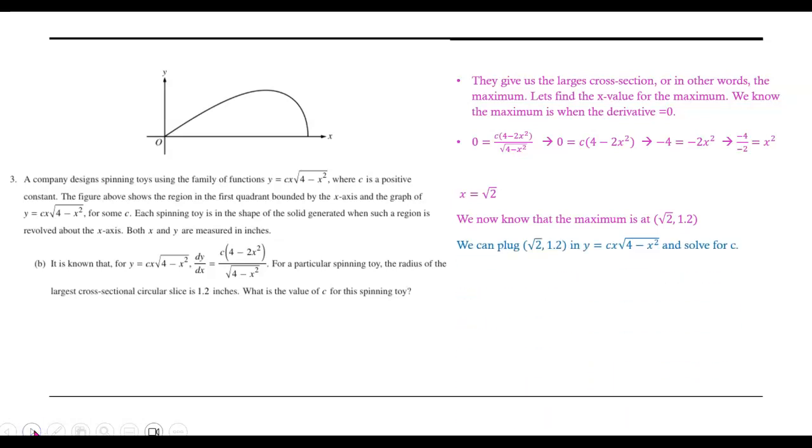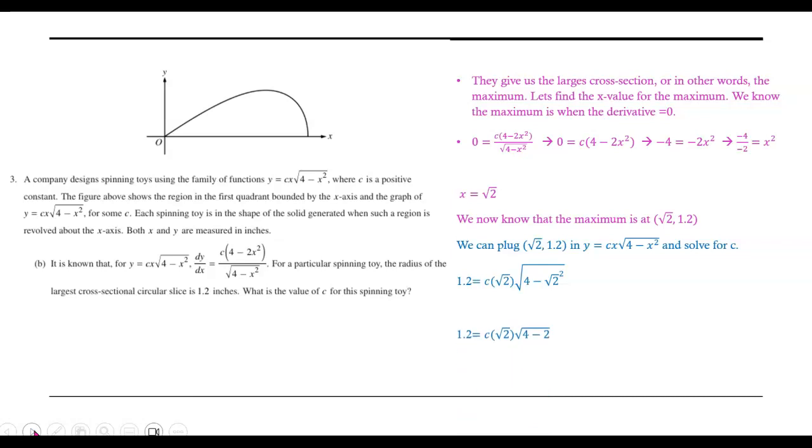Now we can plug that point into our equation for y equals c times x times the square root of 4 minus x squared, and we can solve for c, which is the goal of this. What is the value of c for the spinning toy? So I replace x with the square root of 2. I'm going to replace my y with 1.2, and I solve.